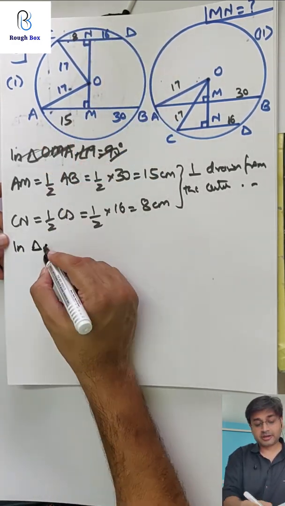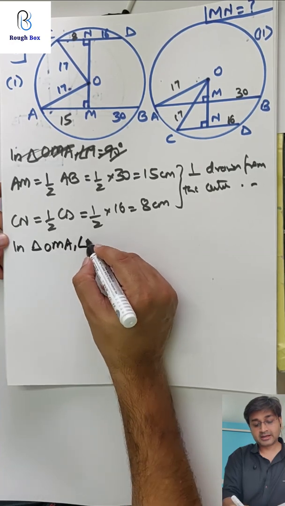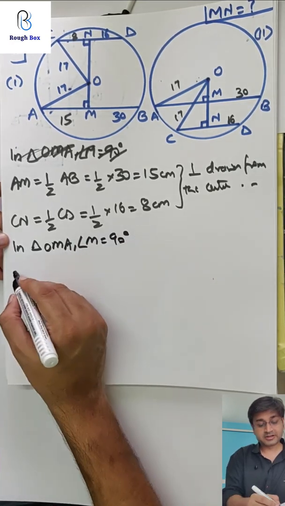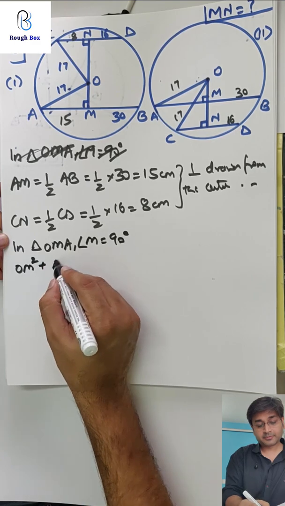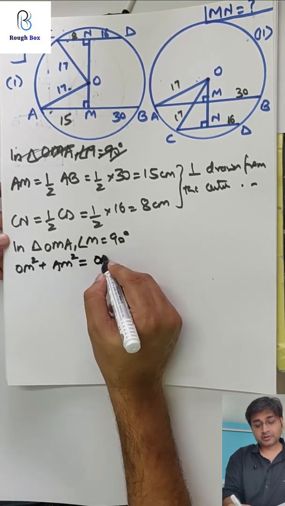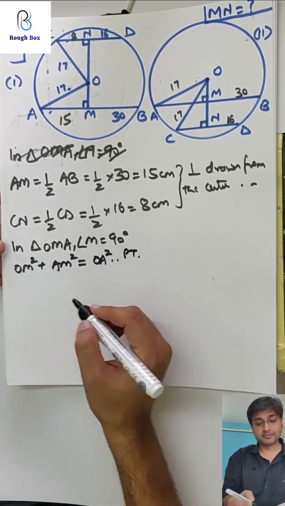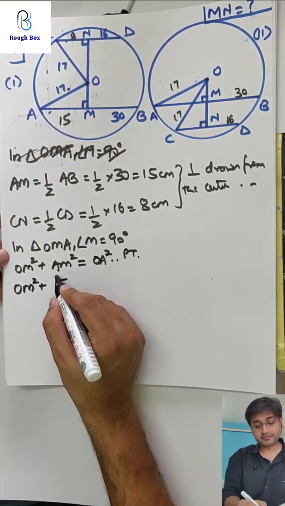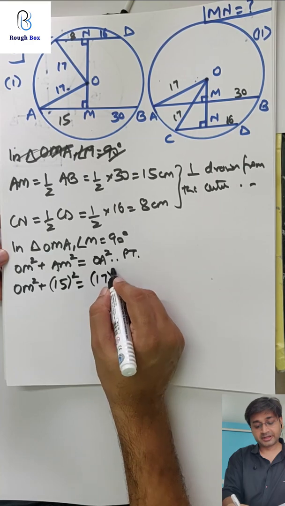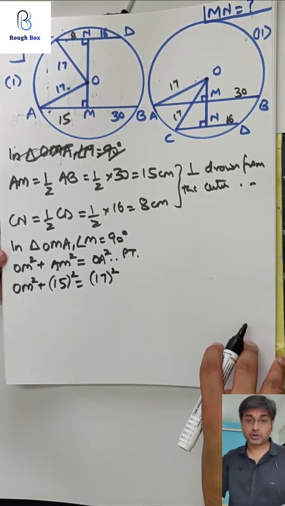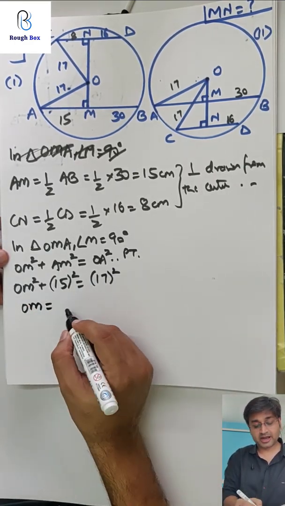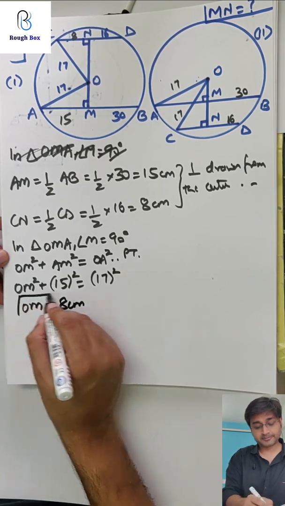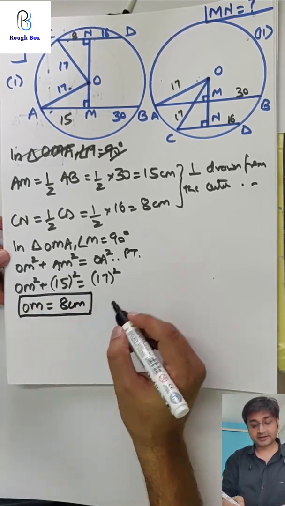So in triangle OMA, angle M 90 degrees. So therefore OM square plus AM square is equal to OA square. Pythagoras theorem. OM is unknown, but AM is 15 and OA is 17. So 289 minus 225, that's going to be 64, and root of that is going to be 8. So I will get OM as 8.